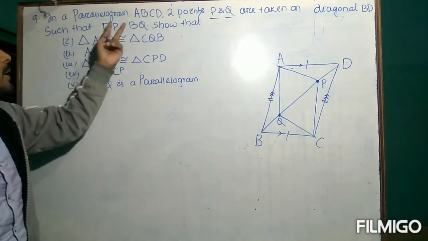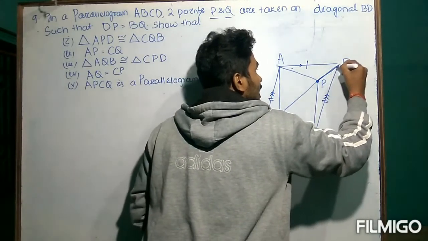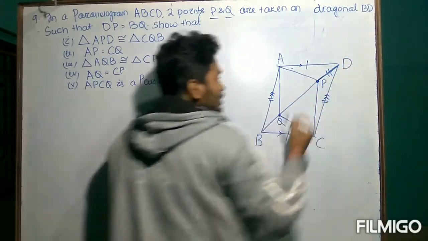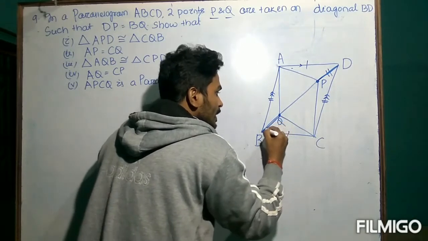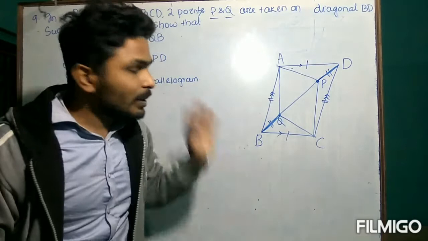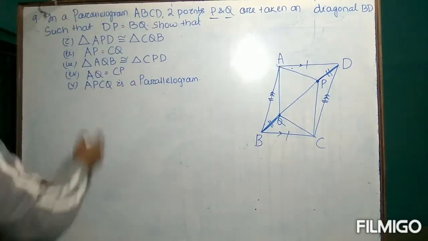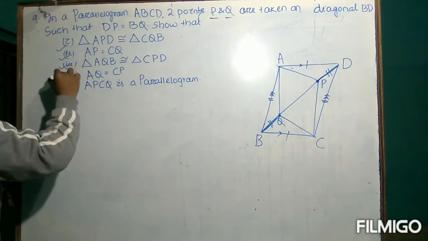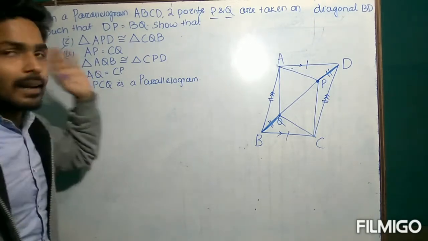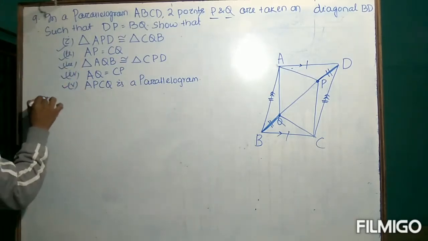Next, we have to take P and Q as 2 points on BD such that DP is equal to BQ. DP means this length must be equal to BQ, this length. It is given. So DP is equal to BQ, it is given. And from the above data, we have to prove 5 statements here. So let us first understand the first statement, that to prove what?